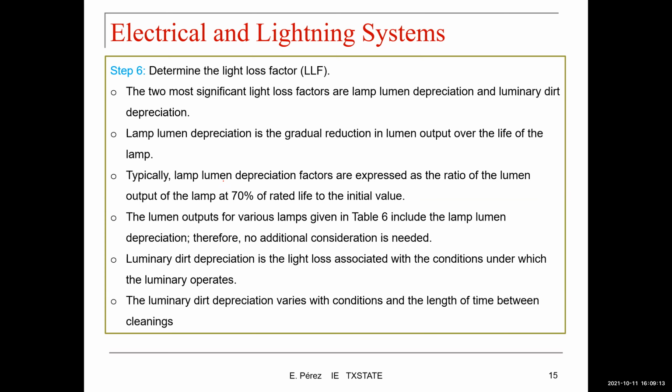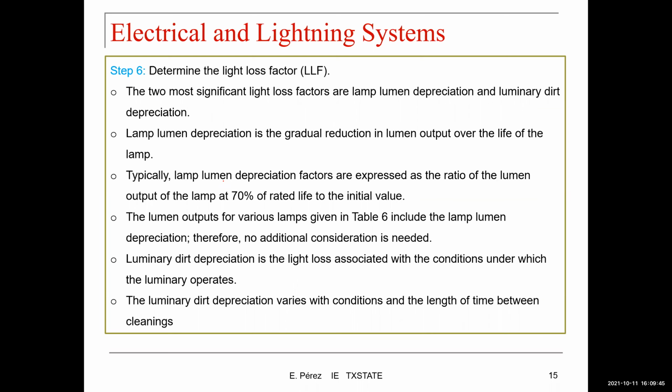The lamp lumen depreciation is the gradual reduction in lumen output over the life of the lamp. Typically, lamp lumen depreciation factors are expressed as the ratio of the lumen output of the lamp at 70% of the rated life to the initial value. The lumen outputs for various lamps given in table 6 include the lamp lumen depreciation. Therefore, no additional consideration is needed.